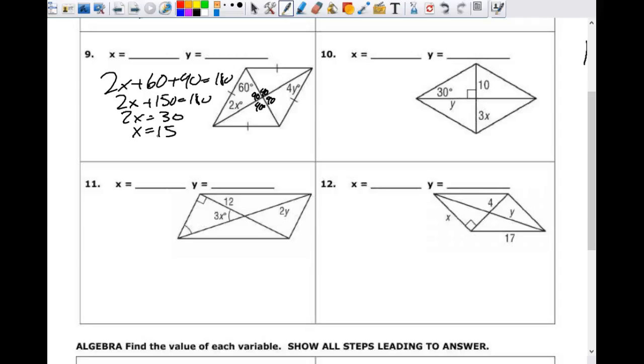Spoilers. What's a special right triangle? It's 30, 60, 90. So you could have almost entirely skipped that step. Same thing here. That's 90, that's your 60, that's your 30.